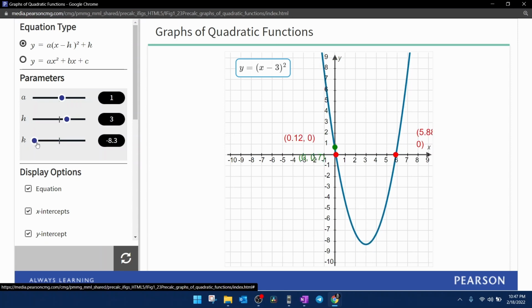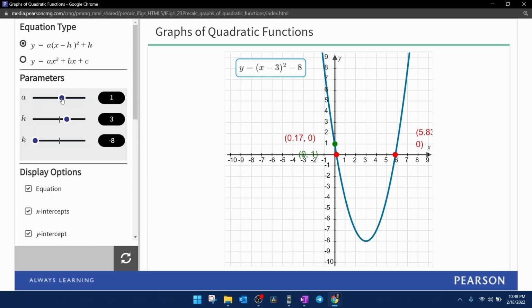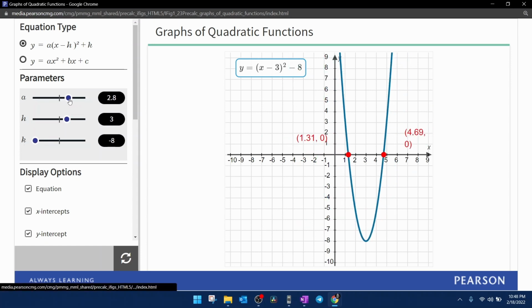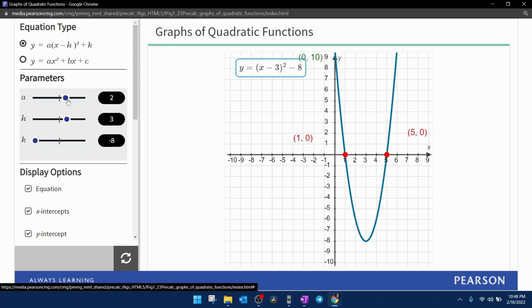So we're going to move that all the way over to -8. Again, it's picky, so I'm going to use the arrows on the keyboard to slowly move that over to -8. And that gets our vertex (h, k) to be (3, -8). So moving the slider, and again, this looks like it's going to be picky, but there it is. Getting an x-intercept to be (5, 0) shows that the other x-intercept would occur at (1, 0).